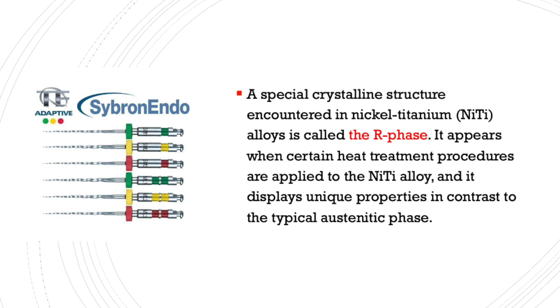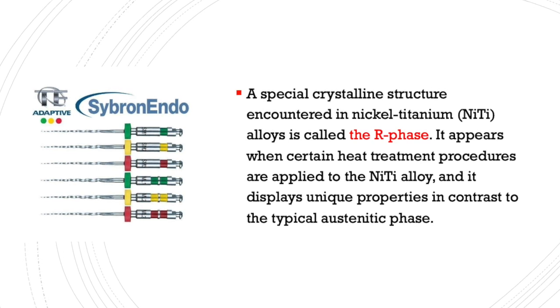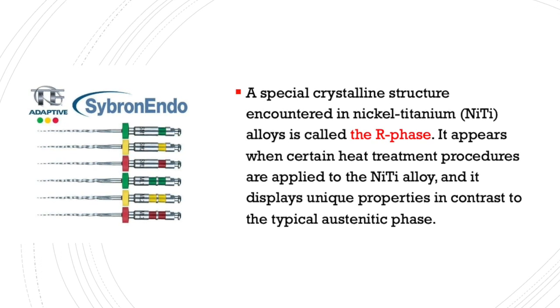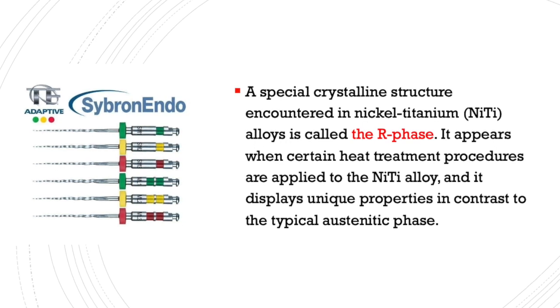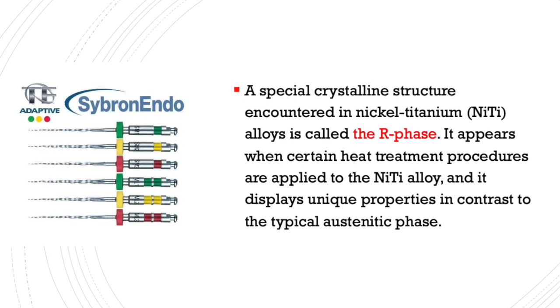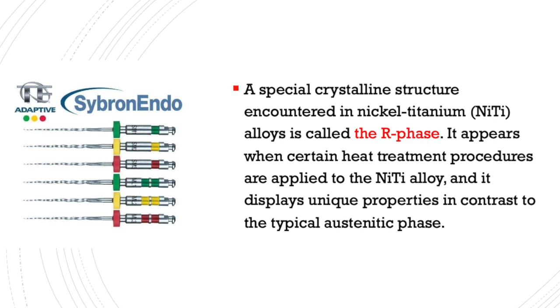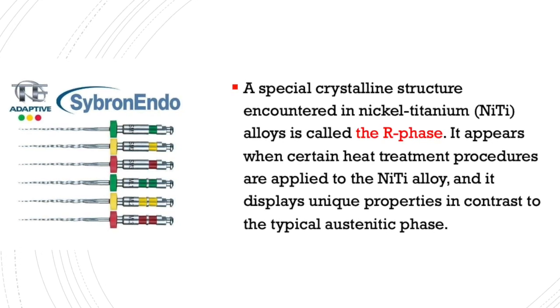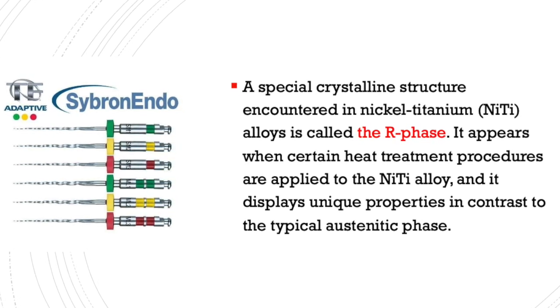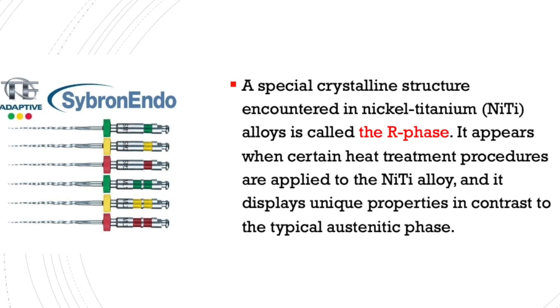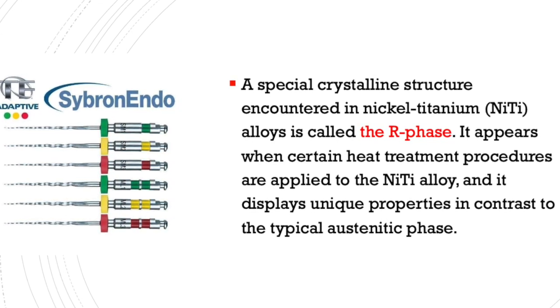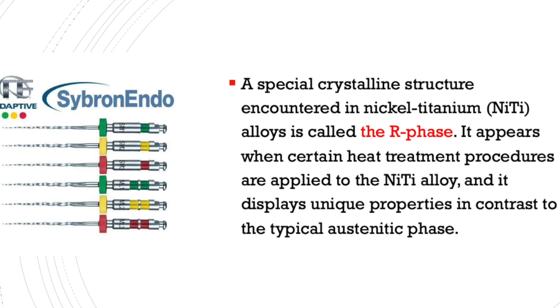In 2012, NiTi wire with R-phase was introduced. R-phase is a distinct crystalline structure within the nickel-titanium alloy. It arises when the nitinol alloy undergoes a specific heat treatment protocol and exhibits unique properties compared to the conventional austenite phase.